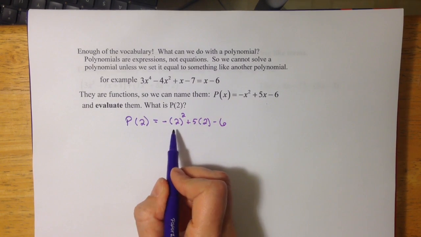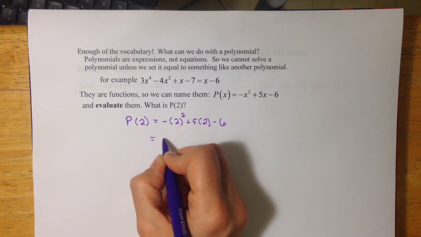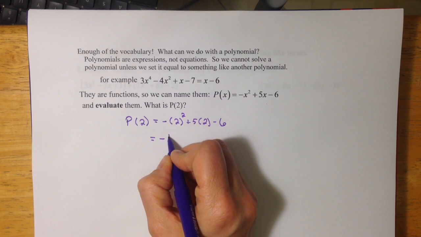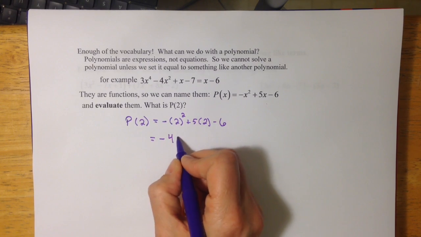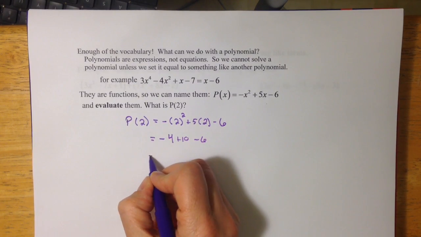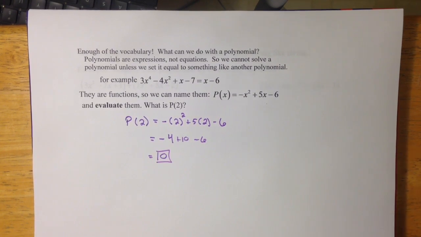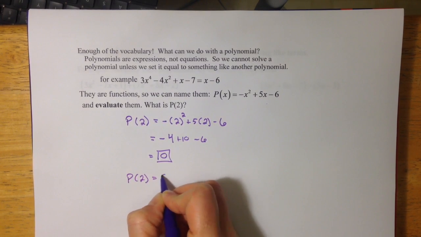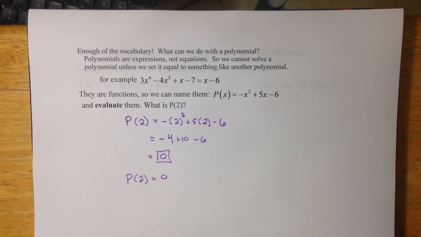So here I'm plugging 2 into my polynomial, which leaves me with 2 squared is 4, and the opposite of that is negative 4. 5 times 2 is 10, and then I have a negative 6. When I add all this stuff together, it looks like I'm going to get a 0. That means that p of 2 equals 0. Or when I plugged in the value 2 for x, I got the value 0 out for y. Or the point (2, 0) is on the graph of the polynomial.